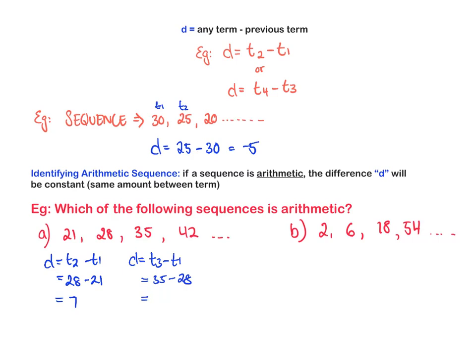And does that equal 7? It does, doesn't it? Yep. So you can see that is an arithmetic sequence because it's always the same amount every time.